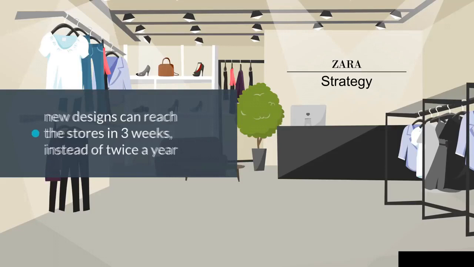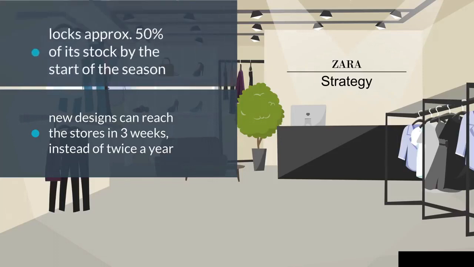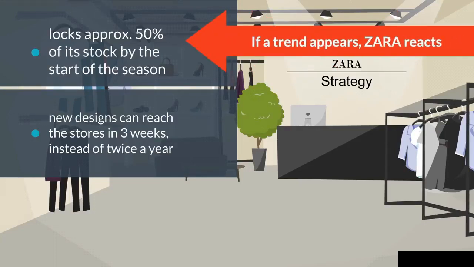Zara changed the fashion industry by breaking up the biannual cycle of fashion. Its designers need only 3 weeks to have an item in stores, starting from concept to reaching the store's shelves. While other fashion retailers prepare their collections 6 months in advance, Zara locks approximately 50% of its stock by the start of the season. In this way, if a new fashion trend appears, the company can immediately react and quickly produce what customers really want and look for.